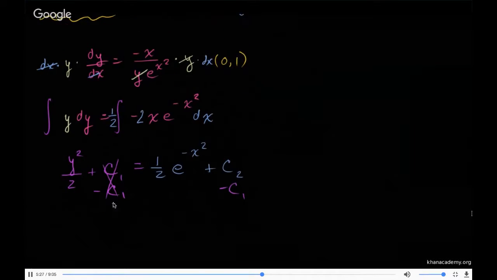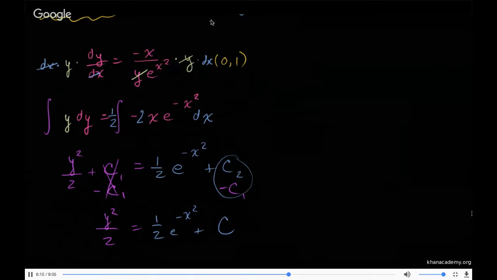And so we could just rewrite this as, on the left-hand side, y squared over 2 is equal to, on the right-hand side, I'll write in blue, 1/2 e to the negative x squared. And I'll just say c2 minus c1, let's just call that c. And so now this is kind of a general solution. We don't know what this constant is, and we haven't explicitly solved for y yet, but even in this form, we can now find a particular solution using this initial condition.